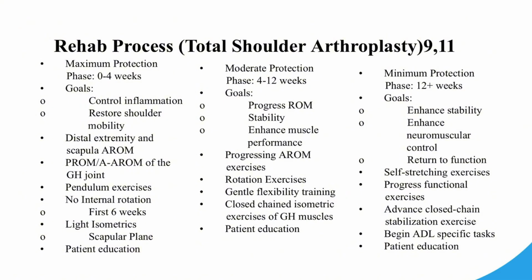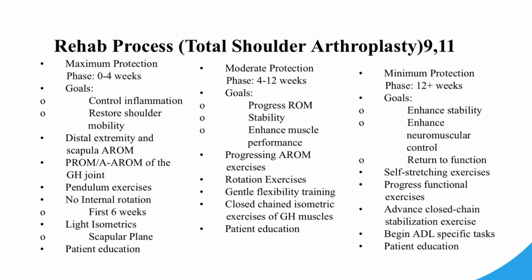An example for closed chain could be a wall slide, and of course you would do that wall slide in the scapular plane. The minimum rotation phase is about 12 weeks or more. The goals are to enhance stability, neuromuscular control, and return to function, whatever that means for your patient. In that stage, like I said, you would do more ADL specific tasks, and of course in all 3 stages, you would include patient education, tell them why you're doing what you're doing, and how it will be of benefit to them.